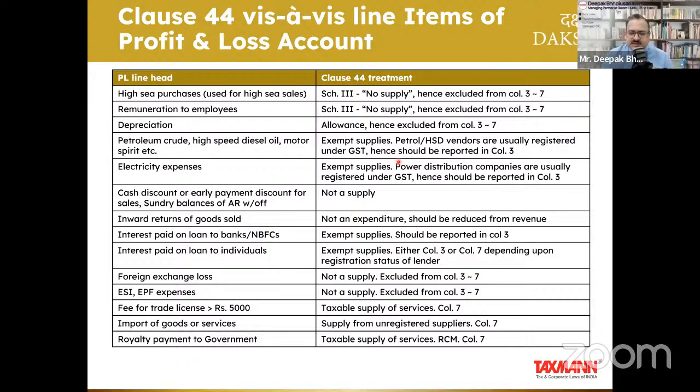Electricity supply, again, it is an exempt supply. And if you look at invoices of any power distribution company, you will also find the GST registration number. Let's say I take an example of NDPL in Delhi, on the last page, on the back side of the last page of the bill, you will find its GST number also, right? So it again should be reported in column number 3.